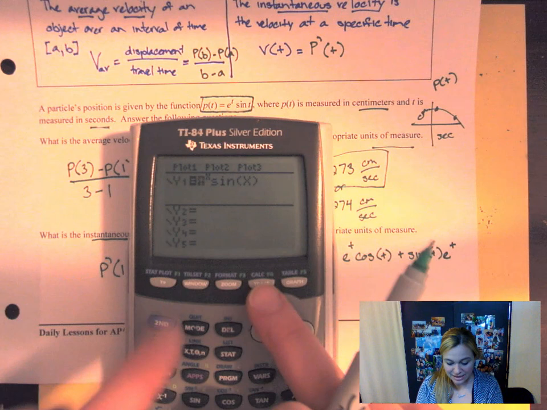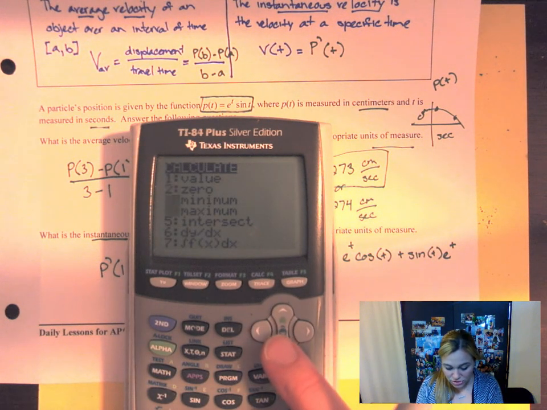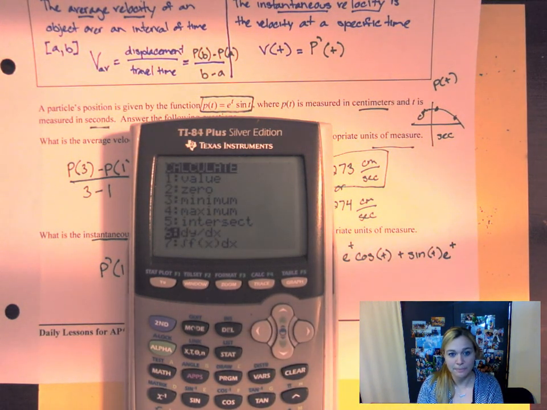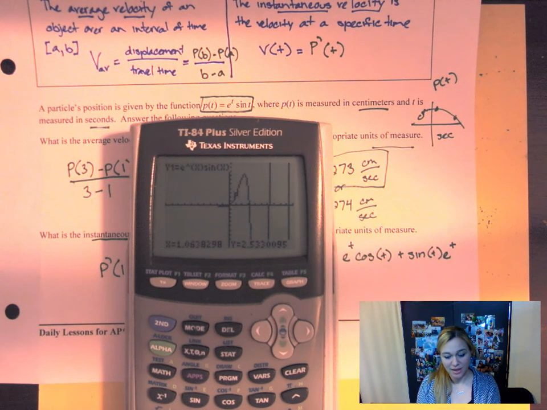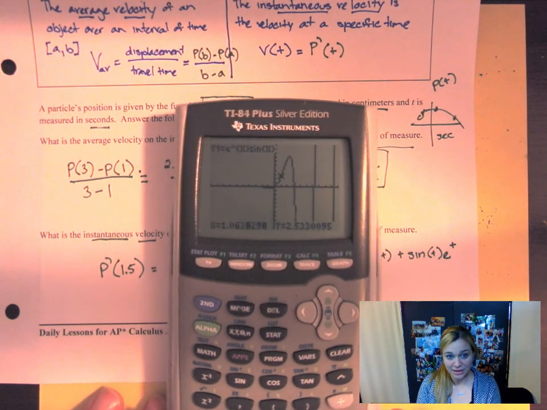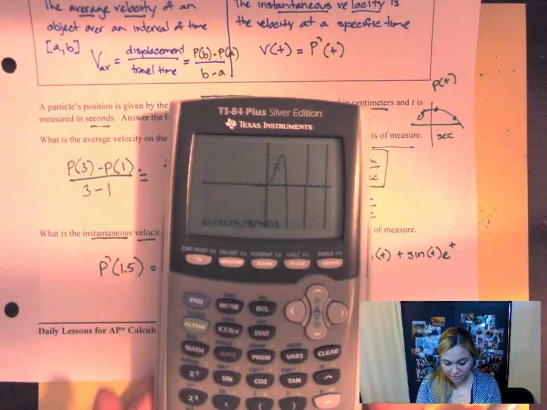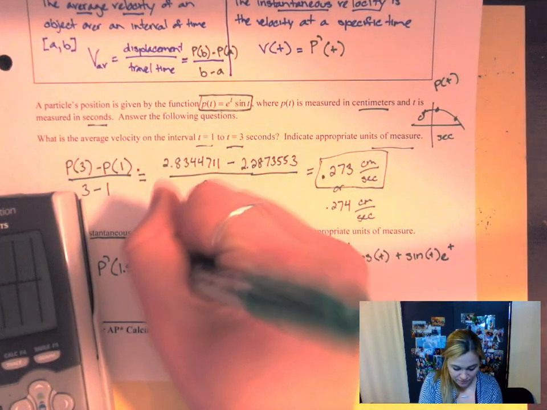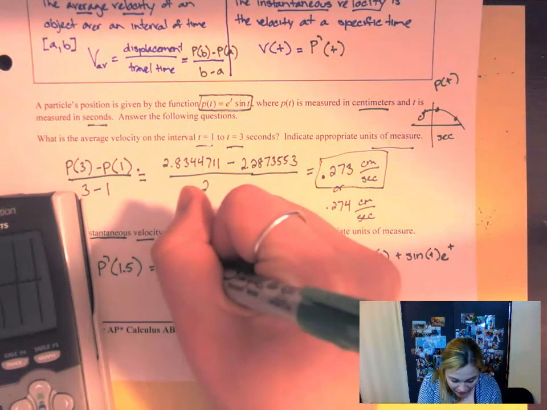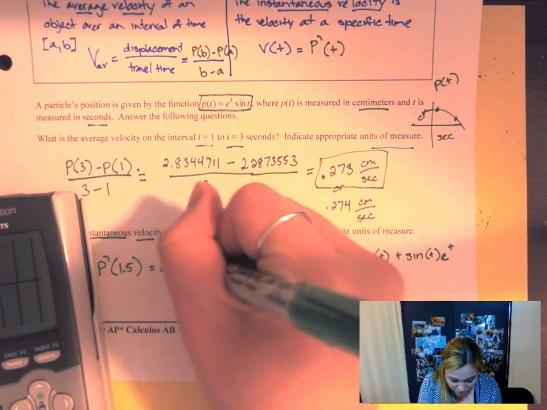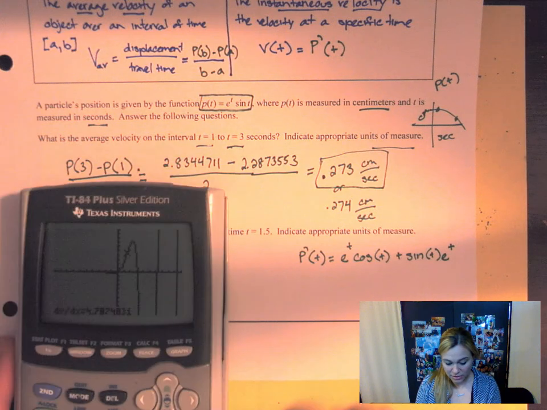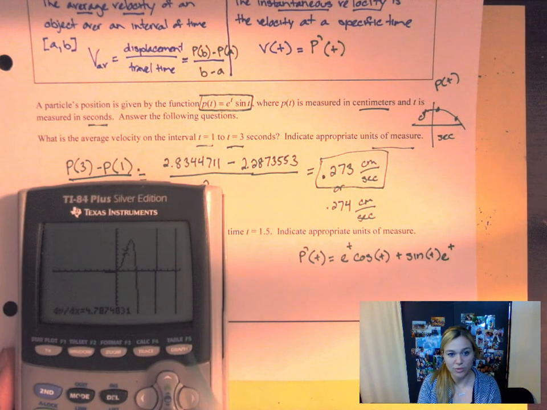If I say second, calculate, and I go down to dy dx, that's my derivative, it looks like nothing happened. But if I just start typing 1.5, ta-da, I get 4.787. And I could keep going, 4831, but this is my final answer, so I'm fine to stop there.